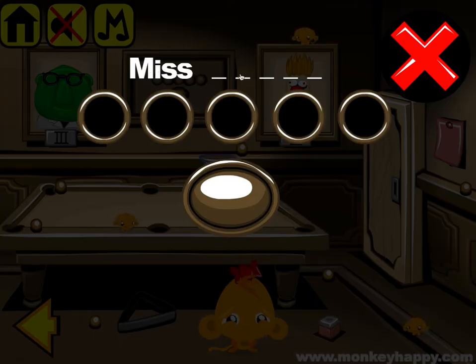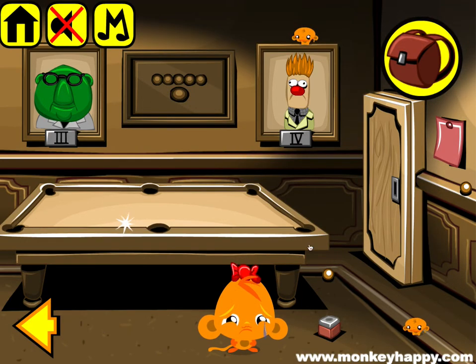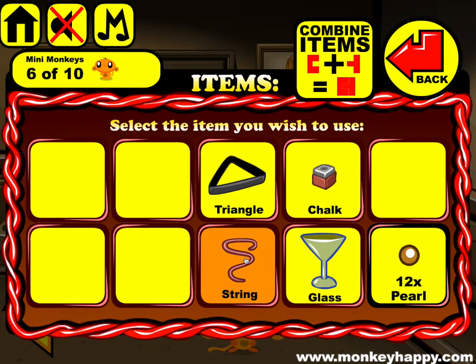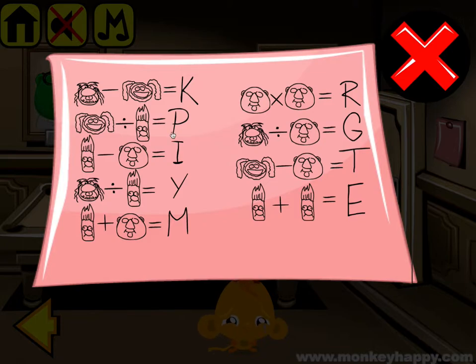And here we've got Miss Piggy. So let's do that. But first we have to pick up all the items on the screen. And what we've got is 12 pearls, a glass, a triangle, a chalk. If you look here, let's solve the Piggy one first. It's shorter, and so we have to go P-I-G-G-Y, so we need to solve these.